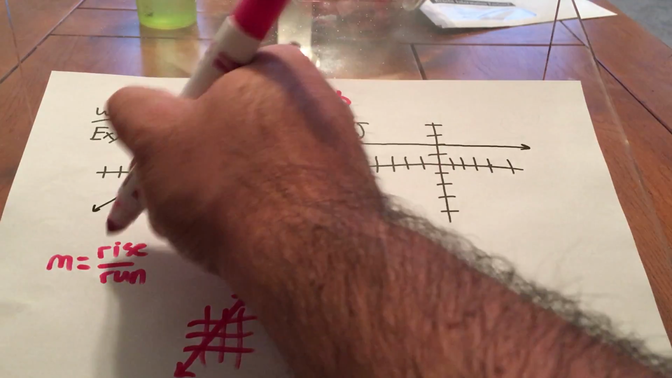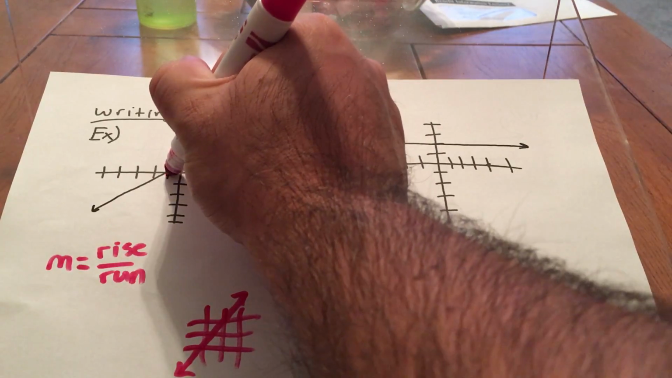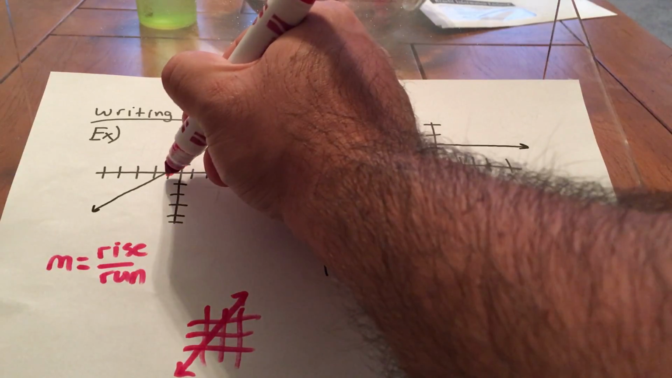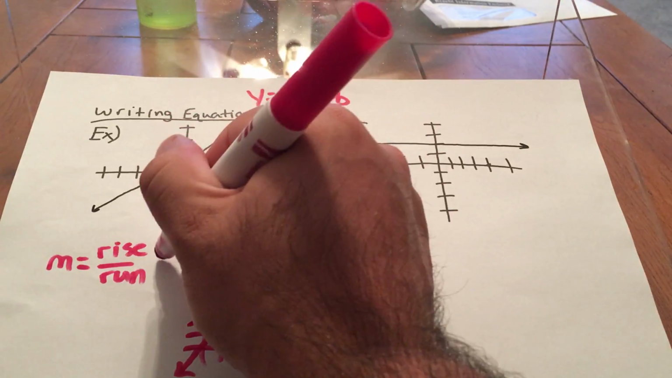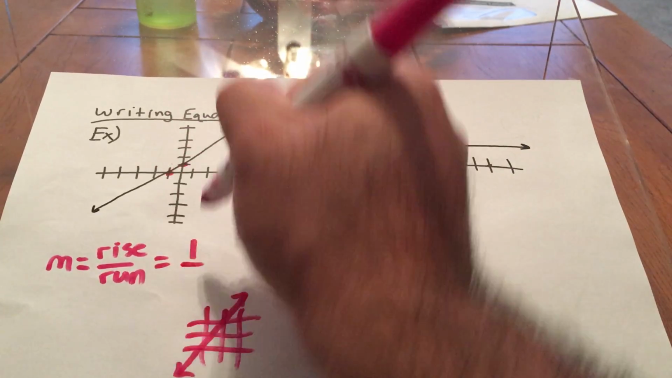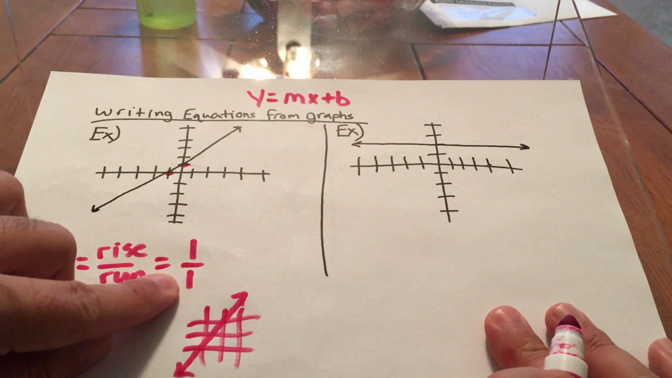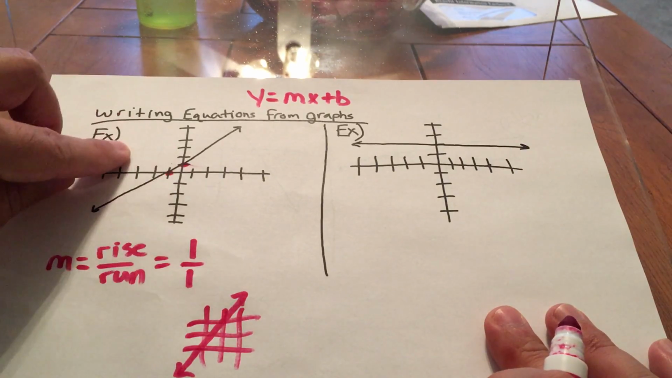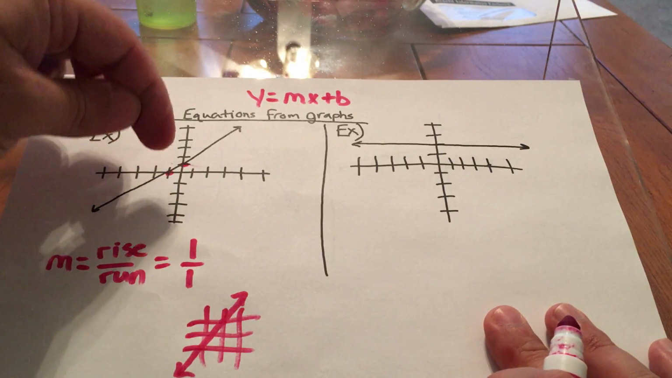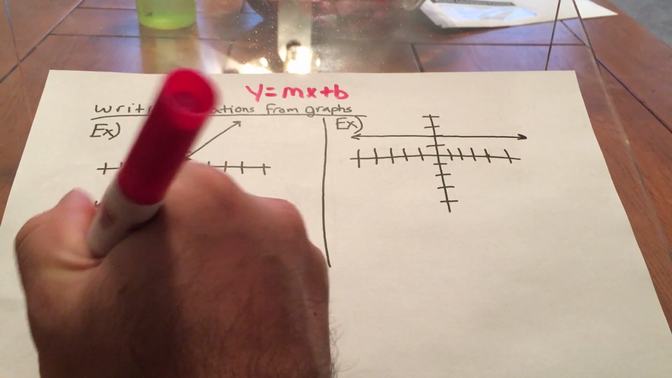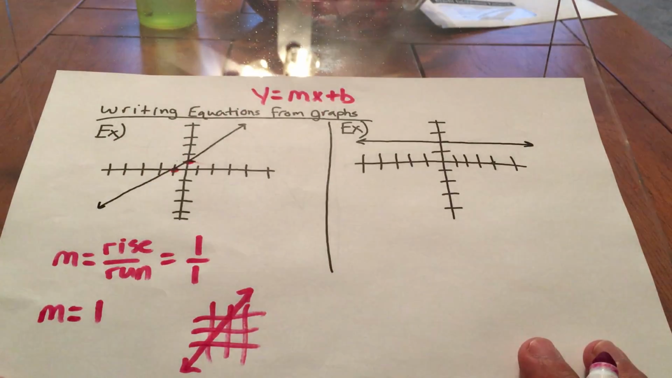In this case, in order to get from this point to this next point on the line, we have to go up 1. So our rise is 1, and we have to go to the right 1. So that's 1. Notice we went up and right, so both of them were positive. If we had to go left, it would be negative. If we had to go down, it would be negative. So your slope is 1 over 1, or 1.